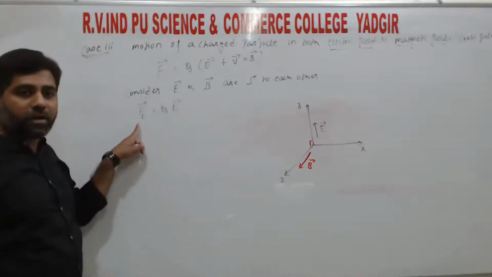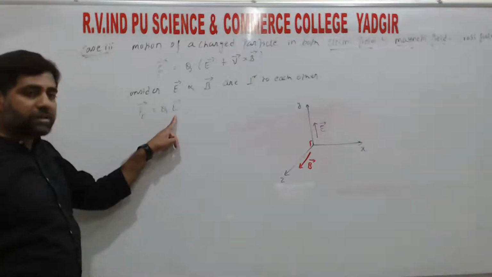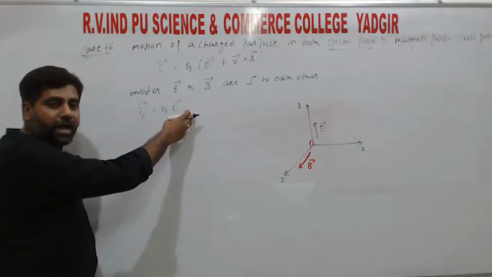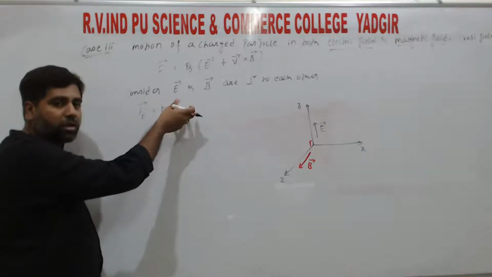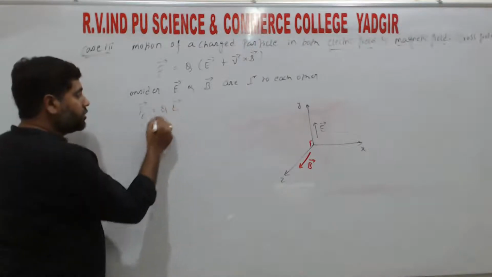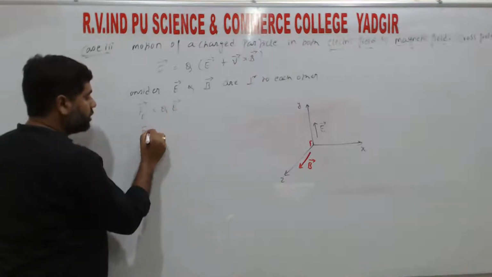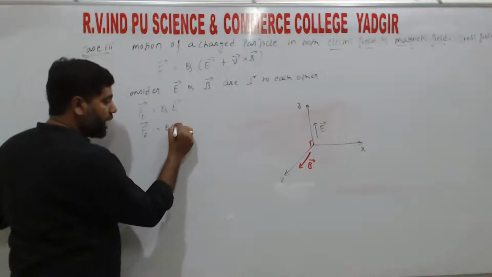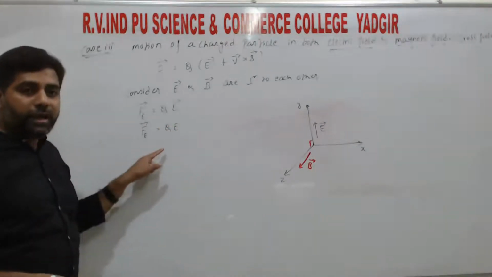So this is in the vector form. Now we can replace this by representing the magnitude and direction. So how do we represent vector E? By the magnitude and direction, right? So vector FE is equal to Q into the magnitude of vector E, which is E, right?